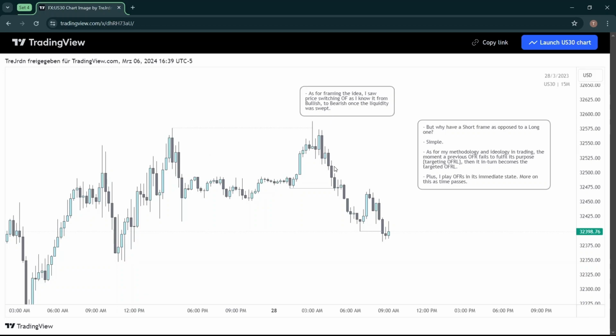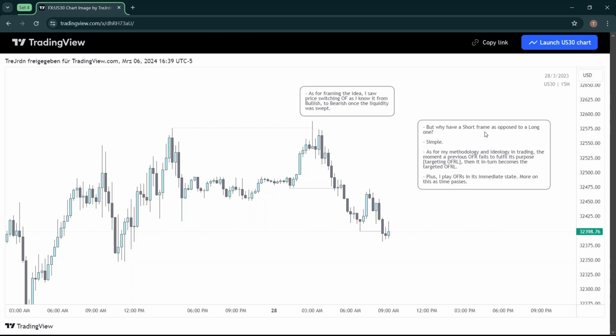I didn't even know I had this in my last one, but we moved 40 minutes. As for framing the idea, I saw price switching order flow as I know it from bullish to bearish once liquidity was swept. Once the liquidity was swept, I realized that, yep, you're going from bullish order flow to bearish order flow. Sweep happened, switching in order flow happened. And once you get this switching order flow along with the low confirmation, then we can see that this low is most likely going.